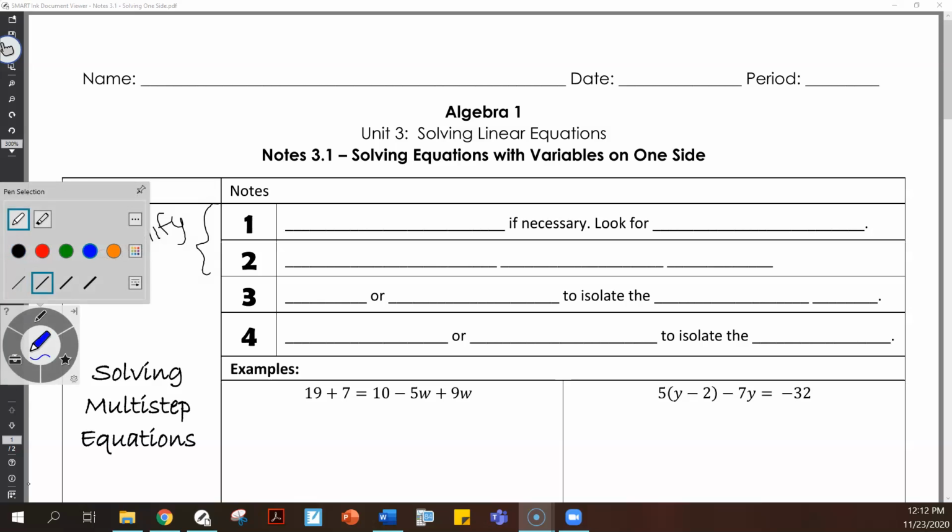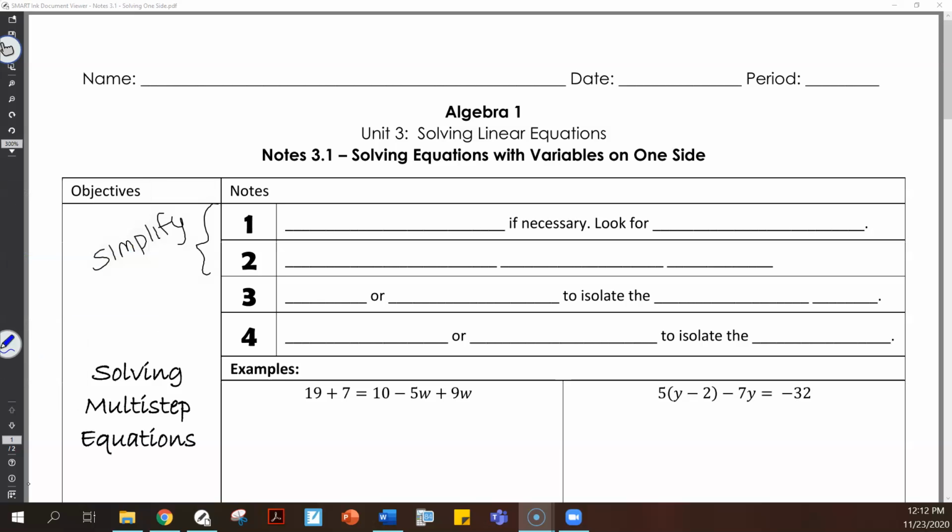So in order to simplify, the first thing I like to do is distribute if I need to, okay? And remember that I can tell if I need to distribute by looking for parentheses. If my equation has parentheses in it, that's a pretty good indication that I need to distribute. So for my first example, I don't have any parentheses. There's nothing there for me to distribute through. But in my second example, I do have parentheses.